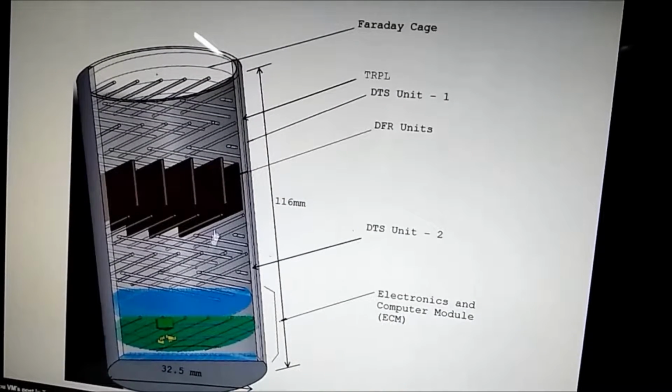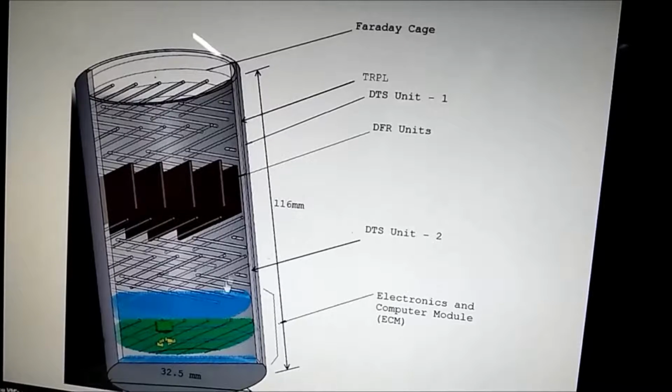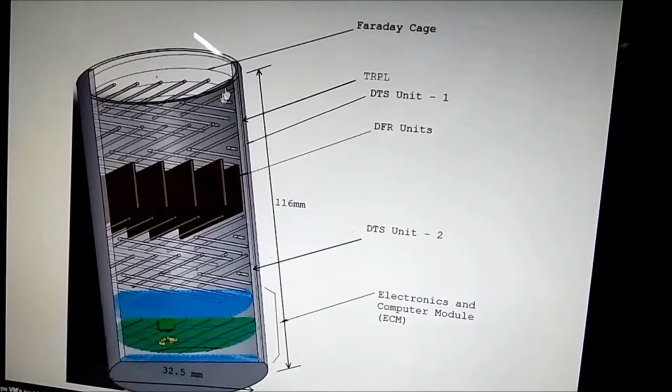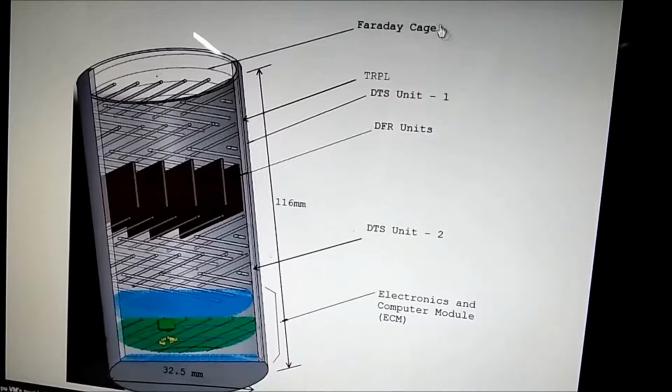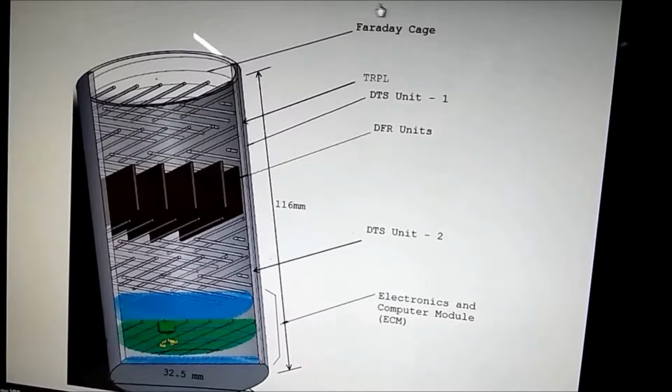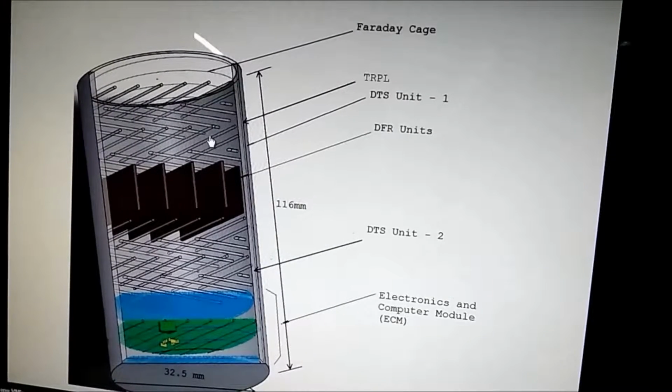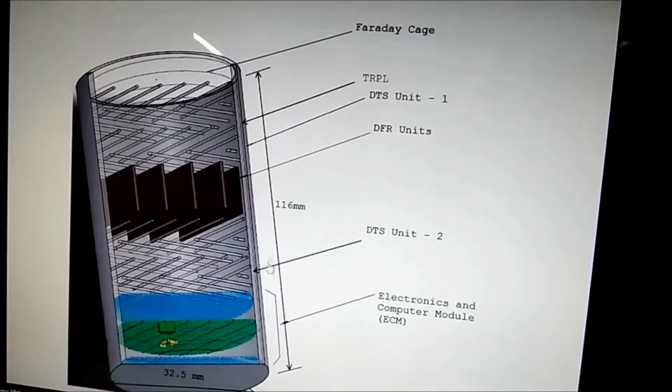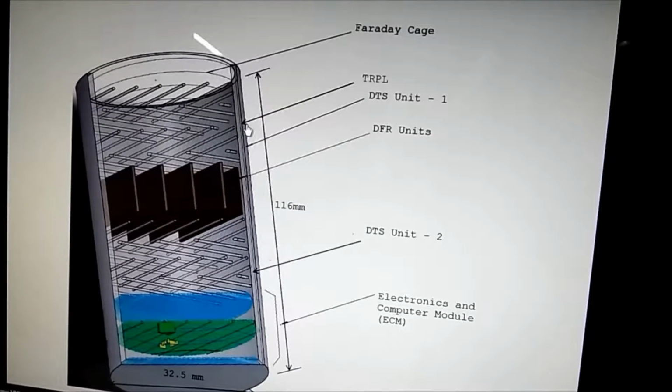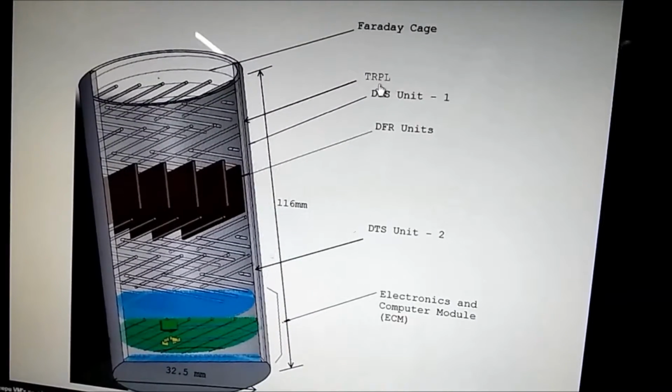This complete system was enclosed by a Faraday cage to avoid any kind of external noise, and the whole module was again coated with a thermal protection layer.